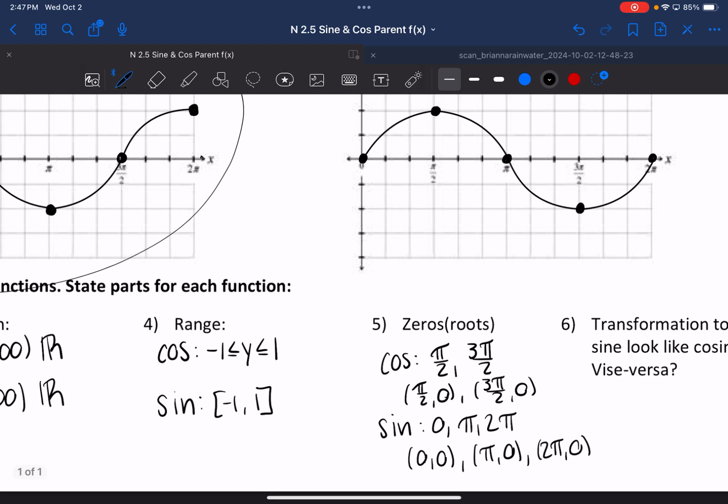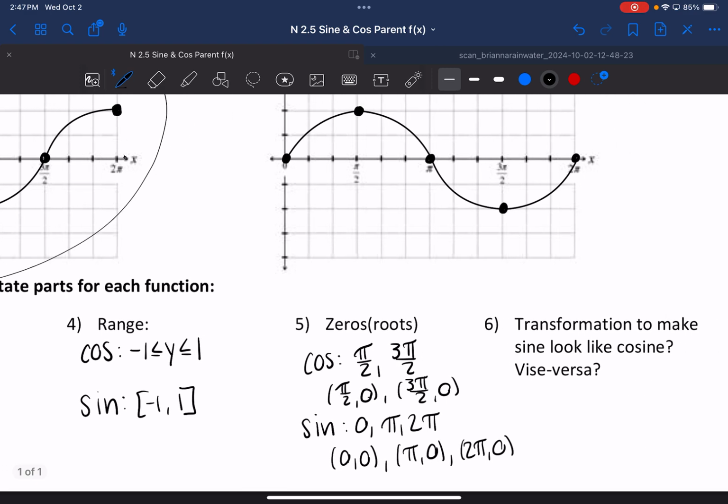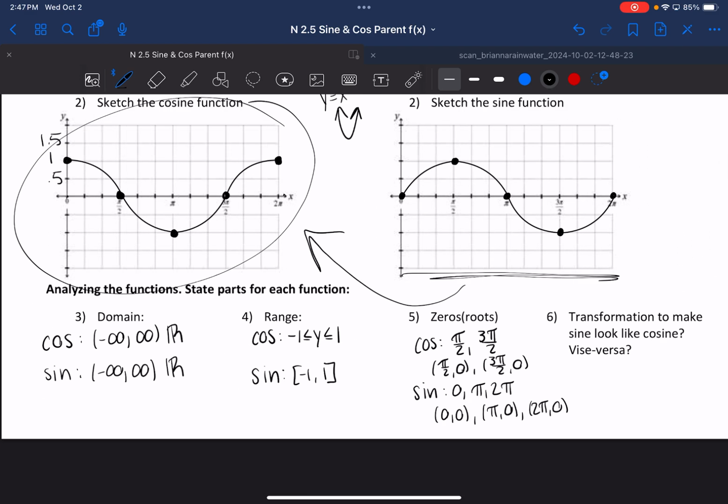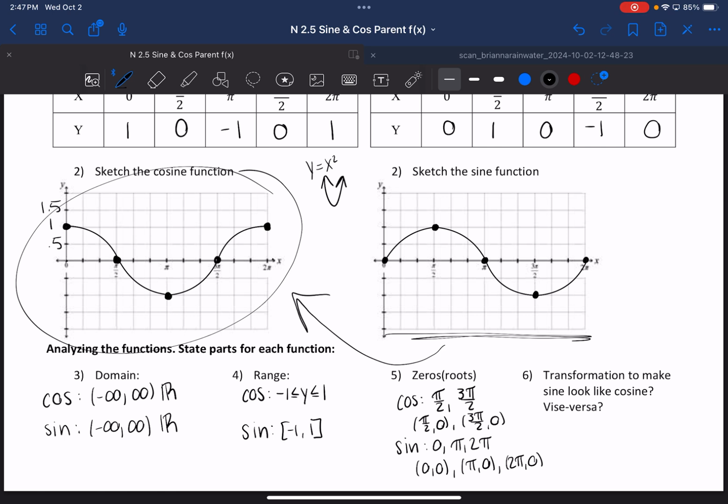So on number 6, it says, what would be the transformation that would make sine, the second one we graphed over here, look like cosine, the one we graphed first? So I'm not wanting to compress it because they both currently have the same height, or amplitude, right? I don't want to make it any shorter. Add 1/2 pi to each. Okay, so what would that do to the graph? How would I be moving it? Shift over, right? Shifting left and right would move it to where we want it to be.